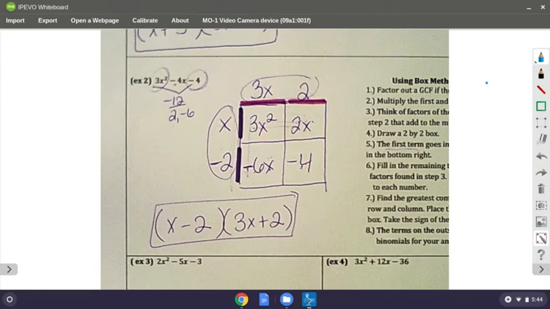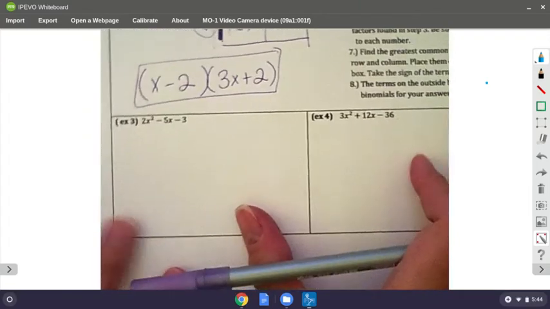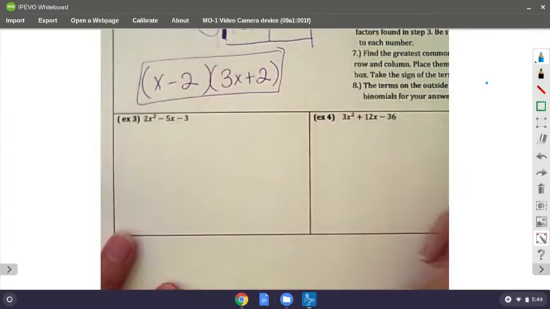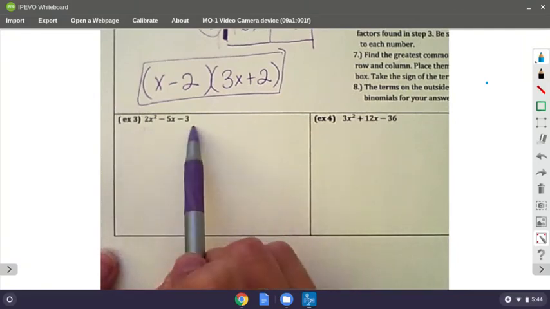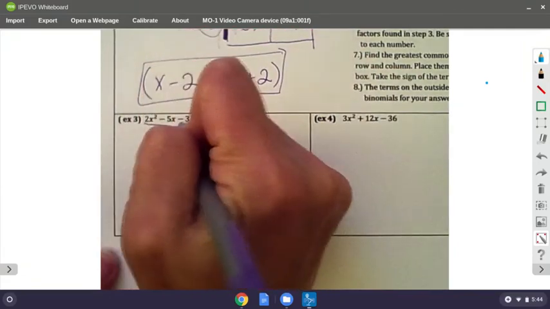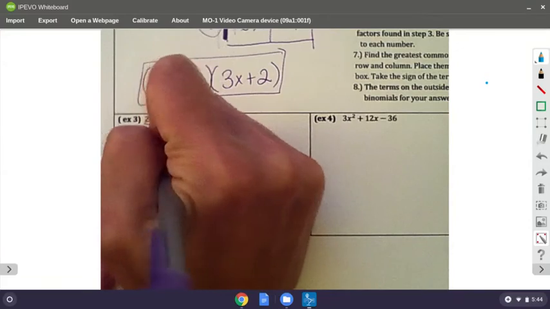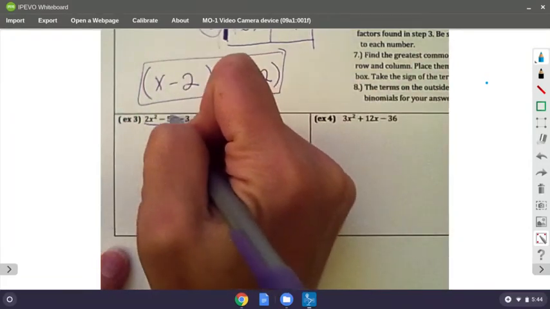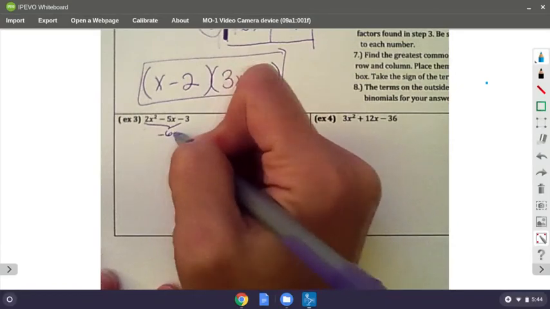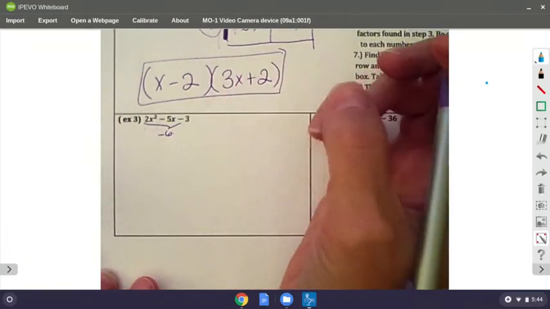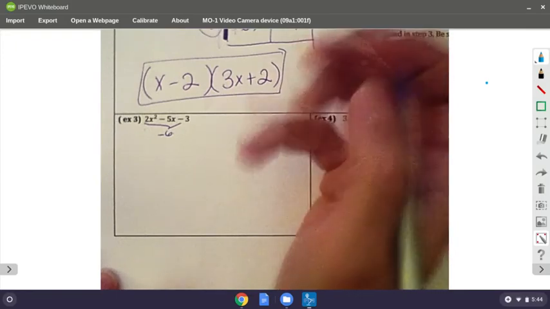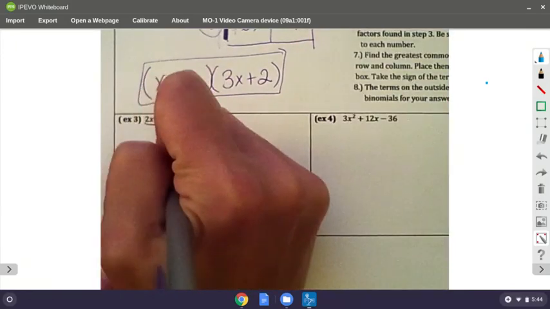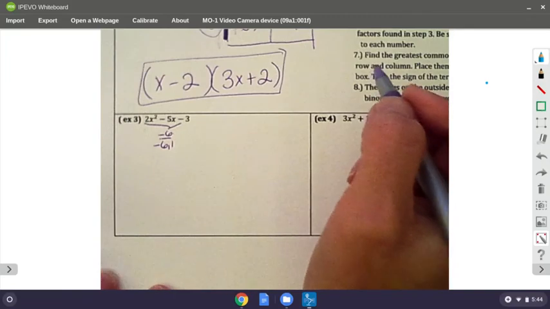I'm going to do the next two, maybe with both methods, just so you can see. So here's number 3. Our first step is to look for a GCF. There is no GCF, so we're good. So I'm going to multiply 2 and negative 3, which is negative 6. Now we want numbers that multiply to negative 6 and add to negative 5. Since we want to multiply to a negative and add to a negative, one has to be positive and one has to be negative. So this is going to be negative 6 and 1, which multiply to negative 6 and add to negative 5.